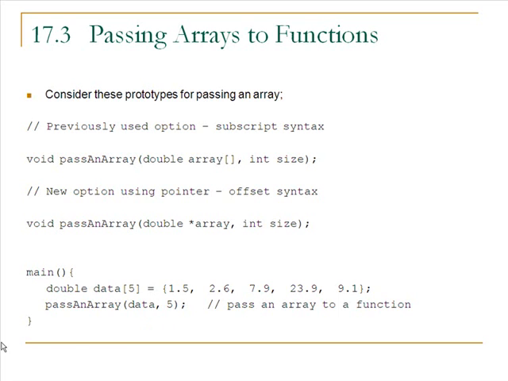So when we call this function pass an array, we're passing only two numbers: the address of the first element and how many elements there are in the array. There's no way that the function could know how many elements there are in the array just by having the starting point. So we have to pass two values when we pass an array.